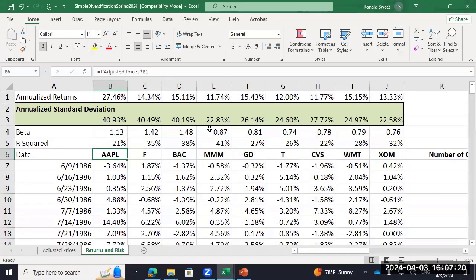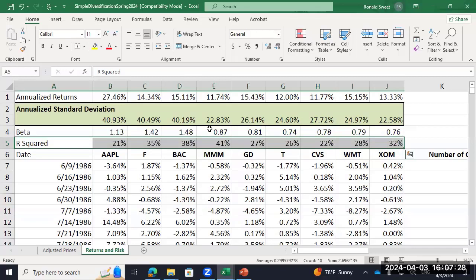So that's what beta's trying to tell you: as you add these companies, your unsystematic risk disappears. So you only have to focus on the systematic, which is generally 20 to 40% of a stock's risk. 60 to 80% of the risk is unsystematic and disappears.